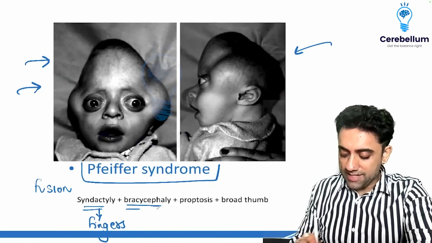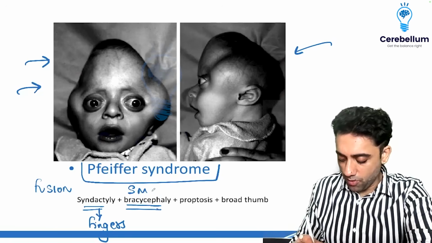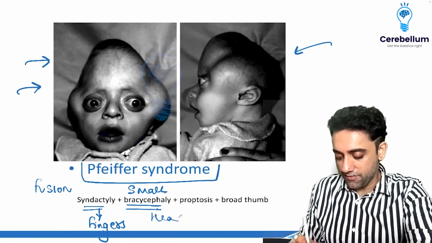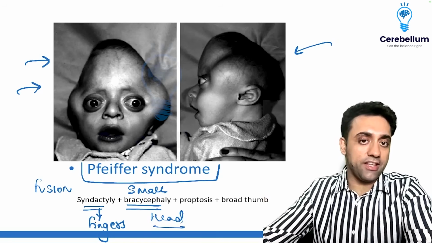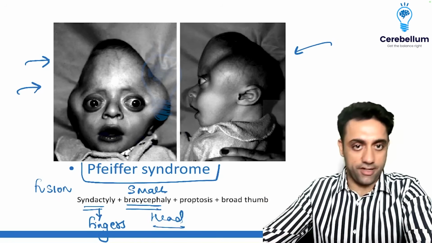And the patient also has brachycephaly. Brachy means small, and cephaly means head. The patient will have a small head. So syndactyly and brachycephaly, all these are image based questions for Pfeiffer syndrome.